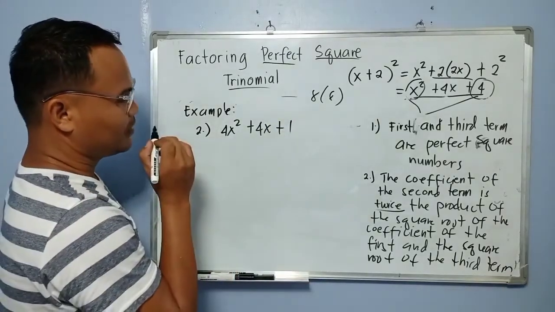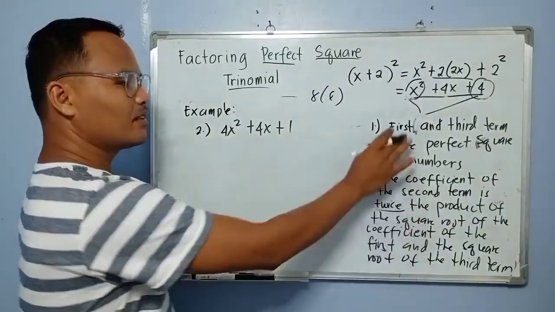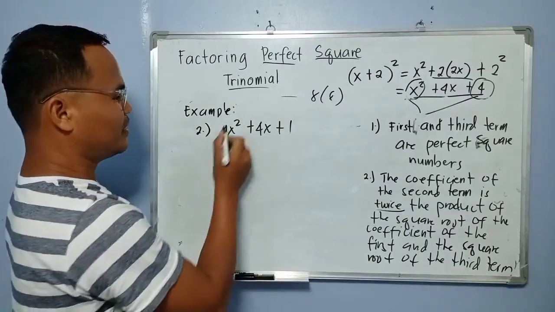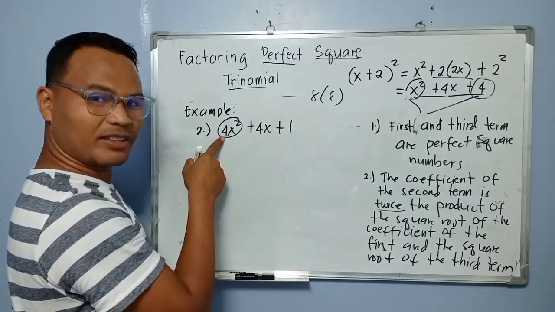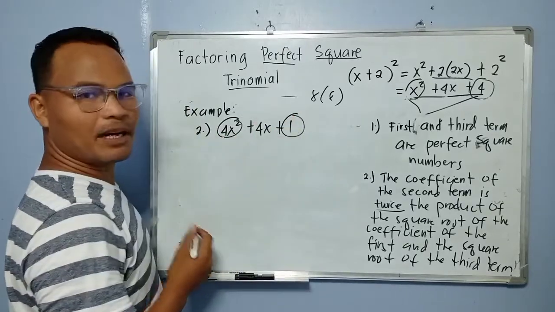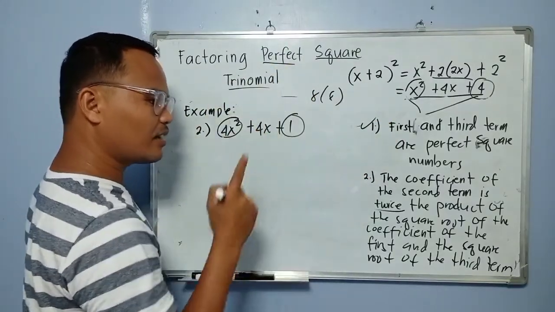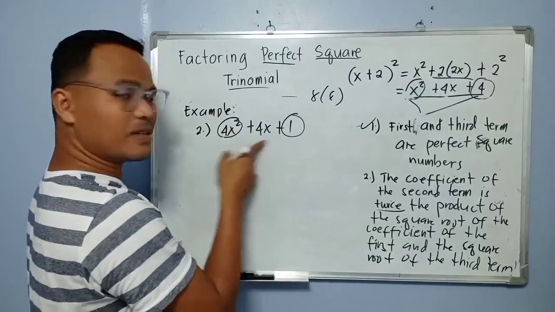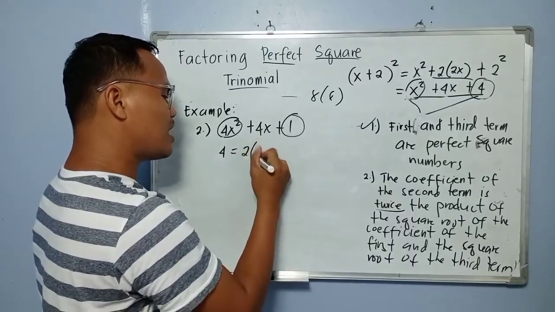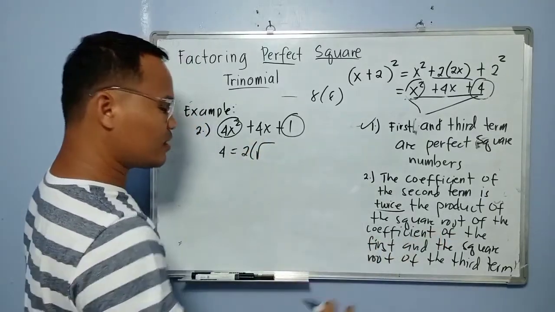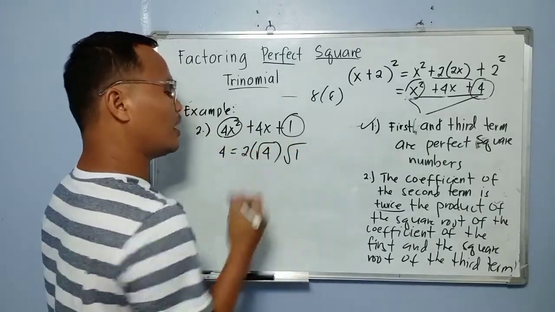Okay. Is this a perfect square trinomial? Let us consider our conditions. First and the third term are perfect square numbers. Is 4x squared a perfect square number? Yes, because 4 is a perfect square number. Is 1 a perfect square number? Yes. So check. The second condition, the coefficient of the second term is twice. So the coefficient of our second term here is 4. So 4 is twice the square root of the coefficient of the first term, that is 4, times the square root of the third term, that is 1.